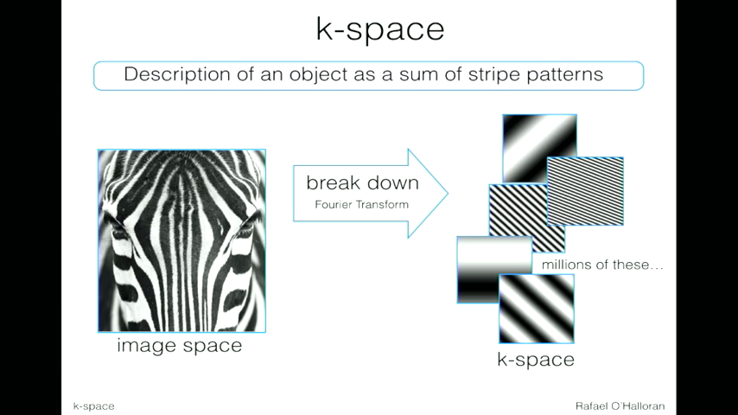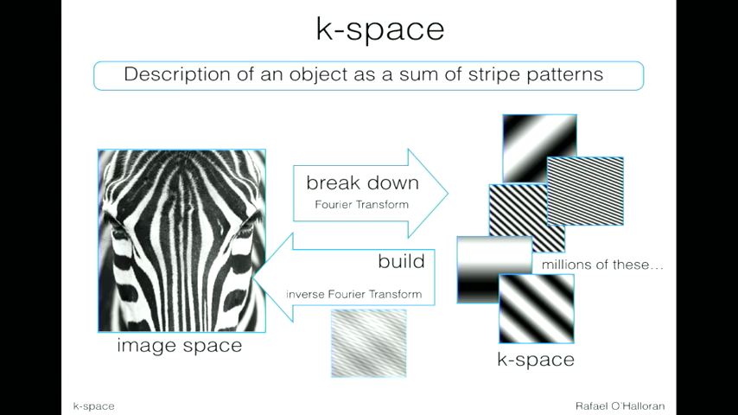Once you have these stripe patterns, you can then add them all up and build them back to make the image. And the little square I showed below the arrow is just those 5 stripe patterns summed up. So you can see how even with just 5, you can build up a little bit of structure in an image. And if you use all of the ones that you need, you eventually get back the image you want in a process that's called the inverse Fourier transform. It's just the opposite of the Fourier transform.